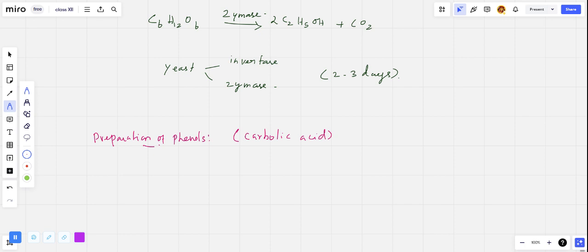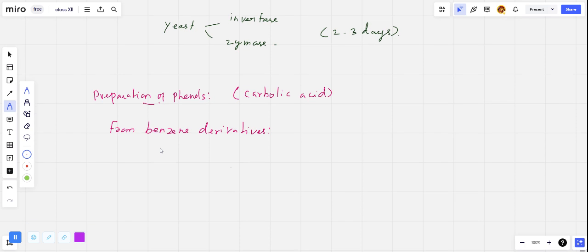In the lab, we prepare phenols from benzene derivatives. So we will see them one by one. The first method is from haloarenes. From haloarenes, we can prepare phenol.